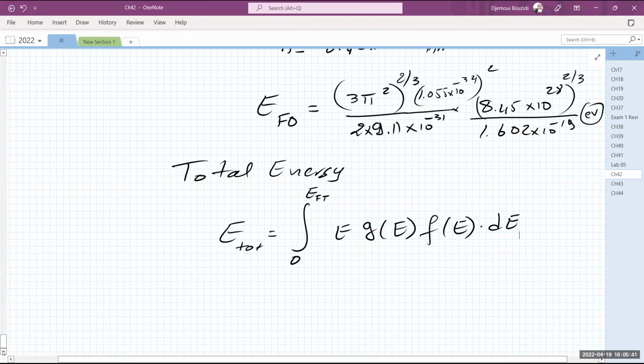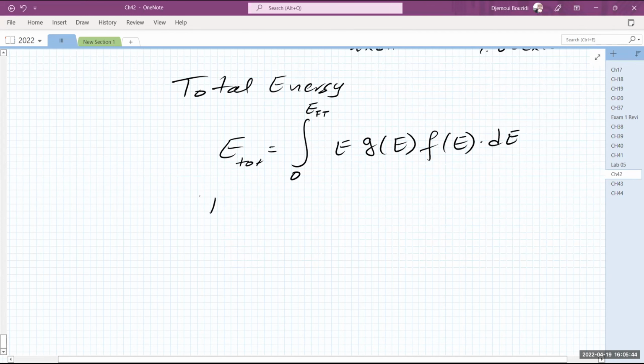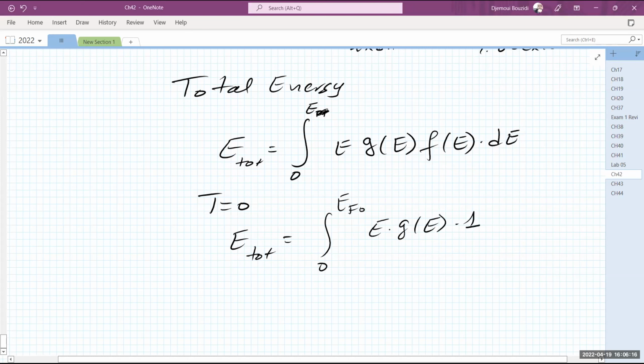So what we need to do is go back to the approximation around T equal to 0. This integration is going to be from 0 to EF naught, and this expression will just become 1 from 0 to EF naught and 0 anywhere else. It's the entire energy, so it cuts off at EF naught. The total energy is the integral from 0 to EF naught of simply E, G sub E times 1 times dE. Anything else for F of E is approximated to 0.